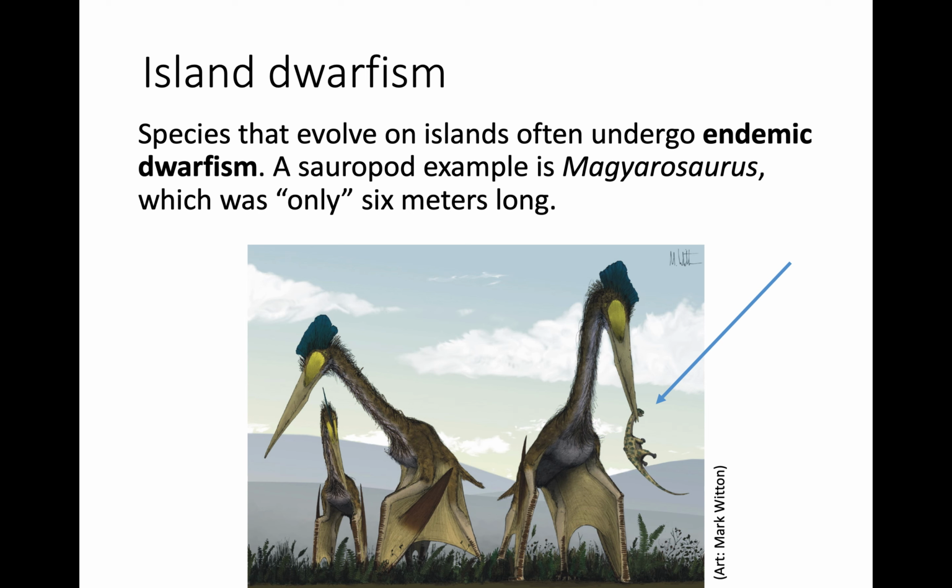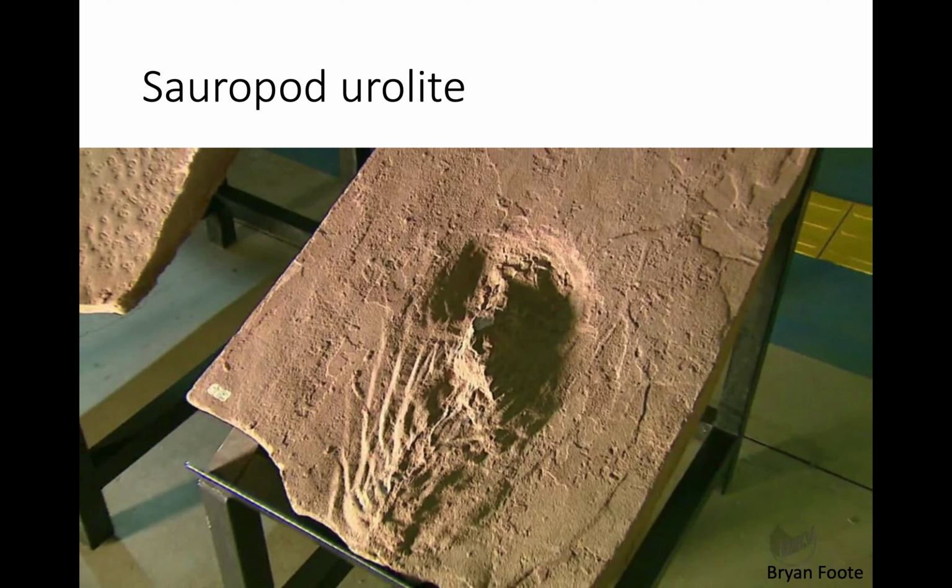Some sauropods actually underwent island dwarfism due to being separated onto a smaller area. So we've got an example here of a sauropod that was only 18 feet long, all right, 6 meters. So here is a fun example of one of the largest pterosaurs potentially picking up a small little bitty sauropod for a meal. We talked about this in trace fossils, but I wanted to bring it back. Here is a sauropod urolite, so what the trace the sauropod would have made going to the bathroom.